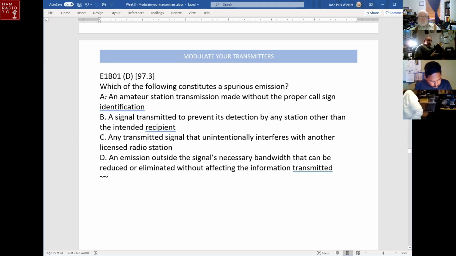If you look at the others, an unidentified station transmission may be illegal, but it's not spurious. A signal transmitted to prevent its detection by another station other than the intended recipient is illegal, but not spurious. Any transmitted signal that unintentionally interferes with another licensed station, that's called QRM. It's the D, outside the signal's necessary bandwidth, that is the answer to this one.